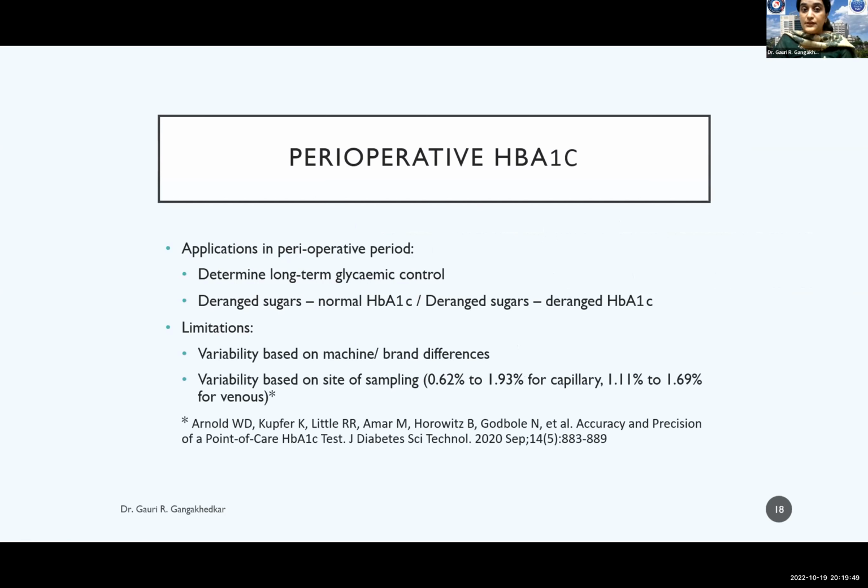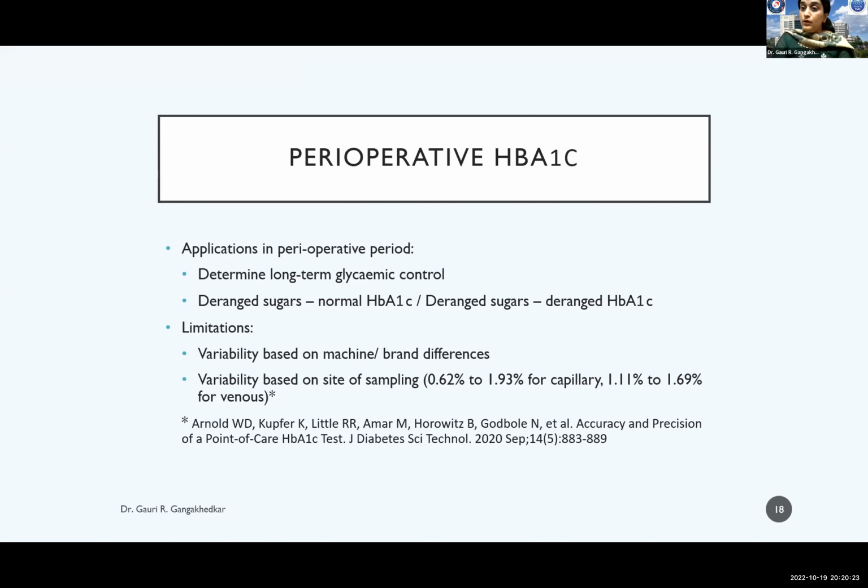Now, what are the applications of these in the perioperative period? We would be able to quickly determine long-term glycemic control. For instance, like I said before, when a patient comes to us for an emergency procedure or even for an elective one, the patient could come to us with deranged sugars. But if they had a normal HbA1c, we would be less likely to want to postpone this patient for surgery, because we would assume that these deranged sugars are an increased stress response in anticipation because of the illness or because of the underlying disease.